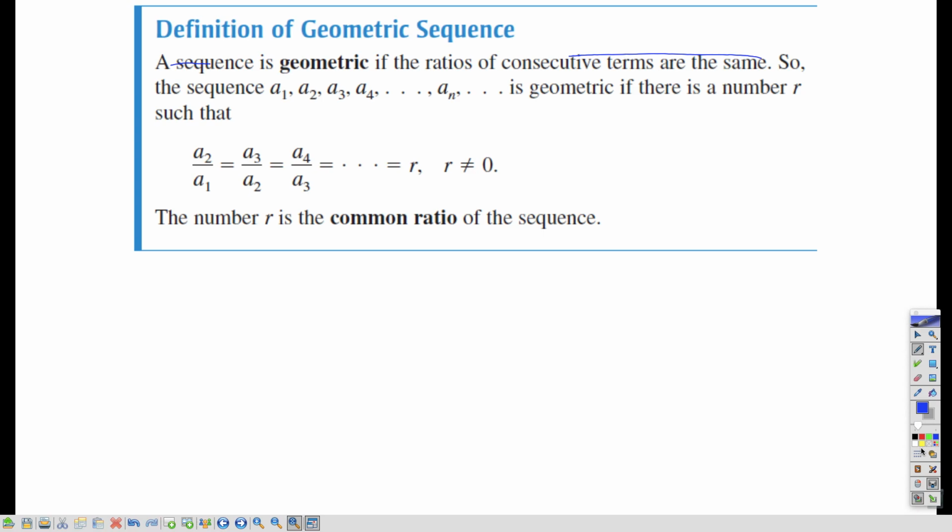Okay, the ratio cannot equal 0. Why not? Because you can't divide by 0. Well, if I multiply by 0, what do I have? 0. I wouldn't have a sequence, would I? Okay, so your ratio can't be 0. So common ratio, we just use an R for the common ratio. Okay, so a geometric sequence has a common ratio. And that's all we're going to be doing today, to see whether it's geometric.